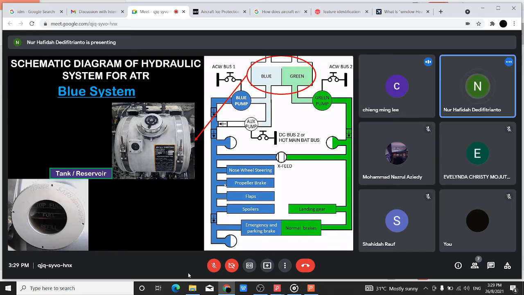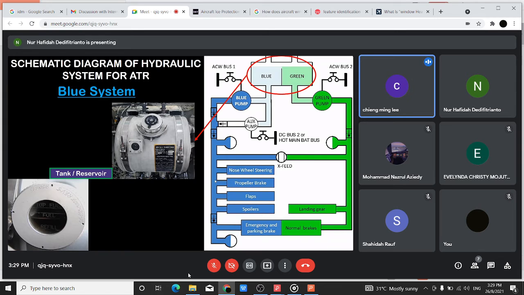You see blue from AC power, number 1. Green is AC bus, number 2. Okay, so the blue system will go to the nose wheel steering. Steering is powered by hydraulic. Right? All the aircraft steering will be powered by hydraulic because it's very heavy. The weight of the aircraft operating on the steering, the nose will be very high. You need a very high pressure to move the nose gear.